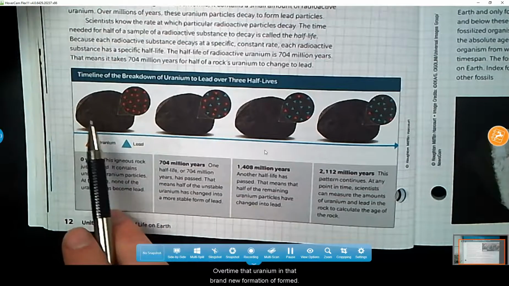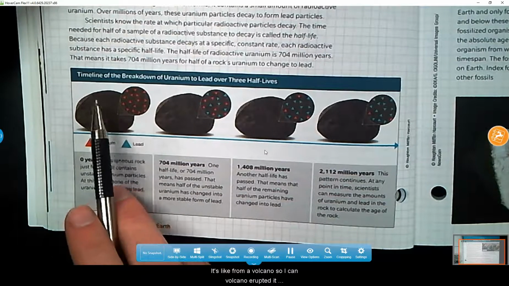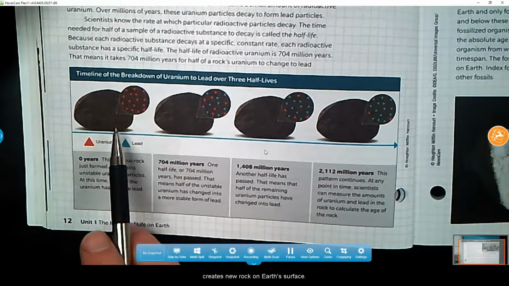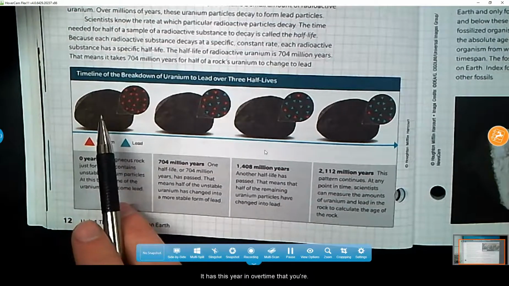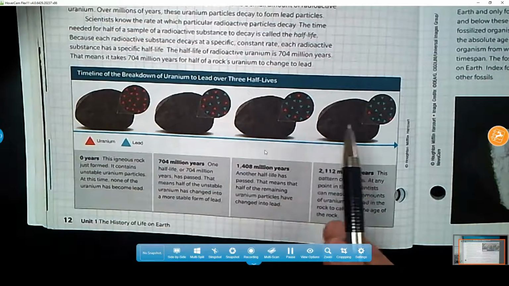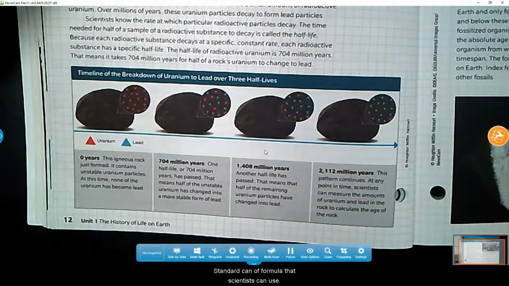Okay, but over time, that uranium and that brand new formation of formed rock, this is like from a volcano. So like if a volcano erupted, it creates new rock on Earth's surface. It has this uranium in it. And over time, that uranium actually turns into lead. And it's something called a half-life. It's a standard kind of formula that scientists can use.